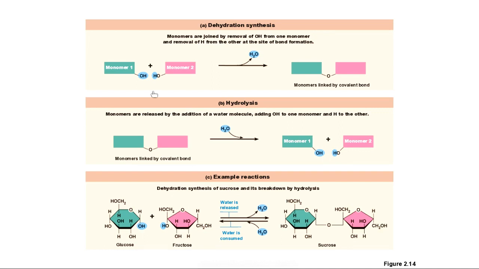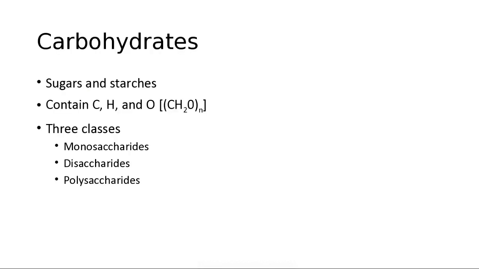So here we have monomer 1, monomer 2. You remove water and you have them linked by a covalent bond. Now, if you want to break that link, you add water in, OH and H are added, and now they're broken. And here's an example of glucose and fructose. Dehydration synthesis turns it into sucrose, which is common table sugar. With hydrolysis, water's added in, and they're broken down into glucose and fructose.